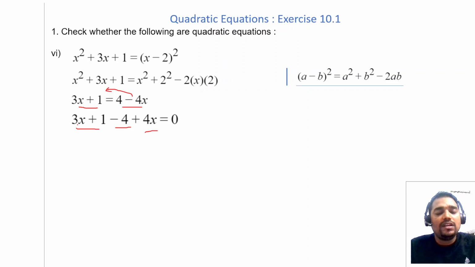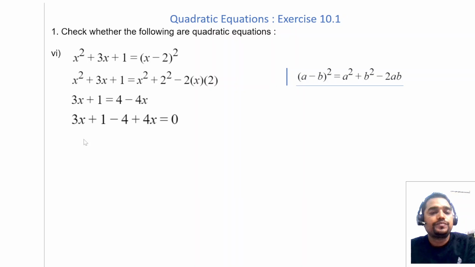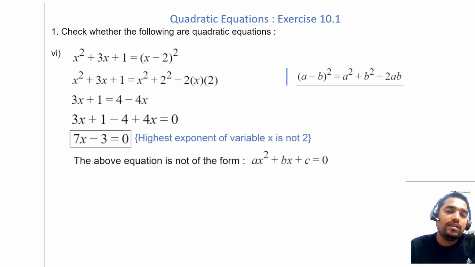Now rearranging the terms, we see that there is 3x and also 4x, both with plus sign, so these would get added and become plus 7x here. So 3x and 4x have got added up and become plus 7x. Also the numbers plus 1 and minus 4, plus 1 minus 4 would become minus 3. So the final answer is 7x minus 3. This cannot be further simplified. So this is the final required equation.